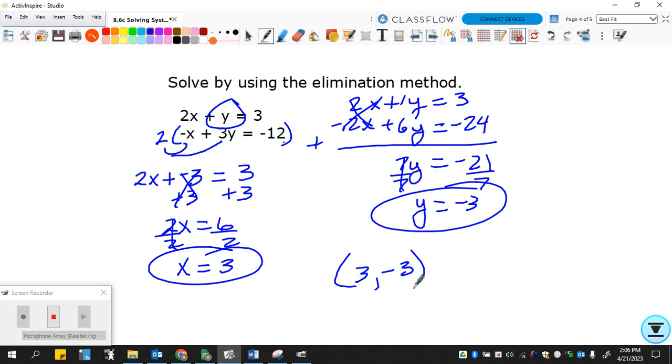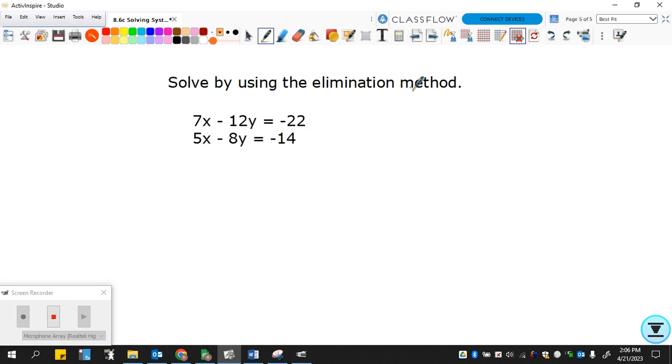All right, last example. All right, so we got a mess, okay? With this, there's several different things that we have to do. We have to get opposite numbers, basically. 7 and 5, we could do that. We could multiply the top one by 5 and the bottom one by negative 7.